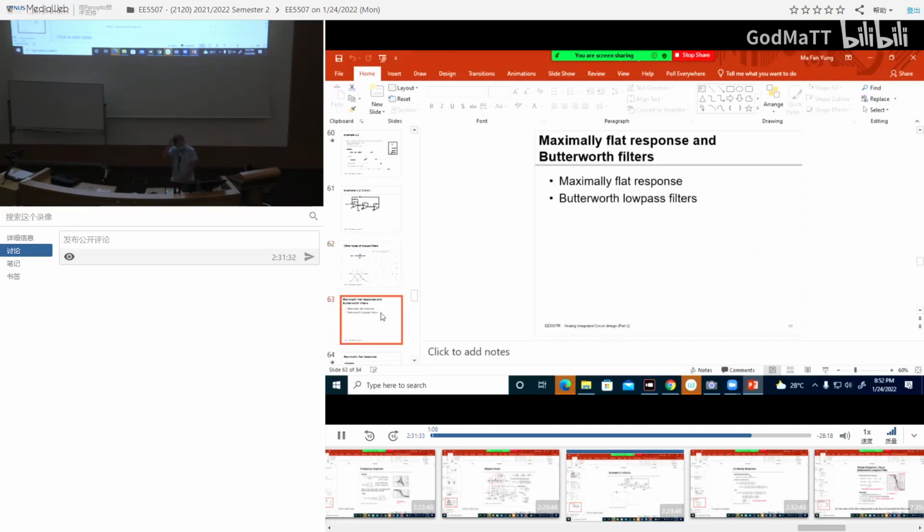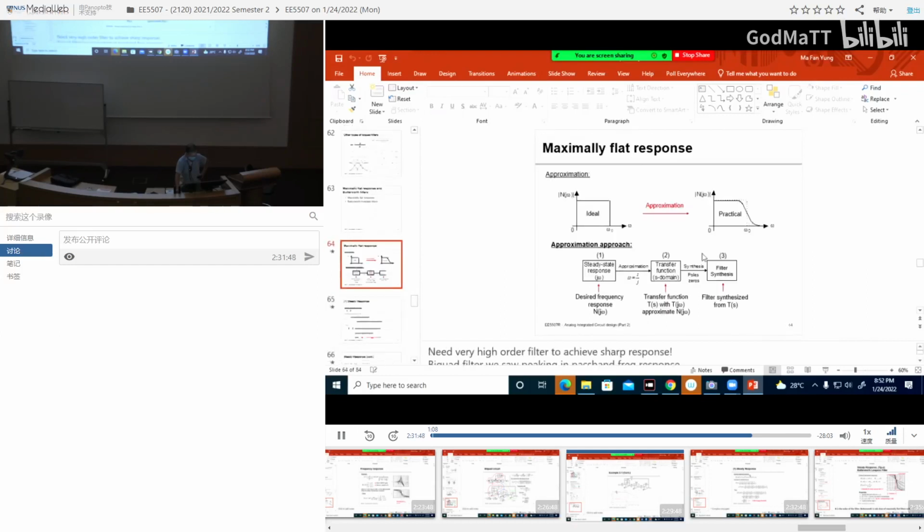Now we want to go to this important part of filters, maximally flat. This will appear in your homework, so it's very important and I need to cover this. What is a maximally flat response, and what are Butterworth filters? Here is the example of an ideal filter: very sharp edge, pass band, stop band, zero transition. This is what I call a brick wall filter.